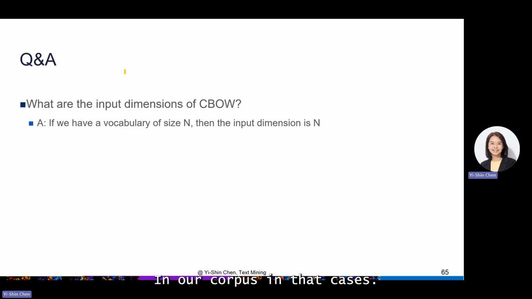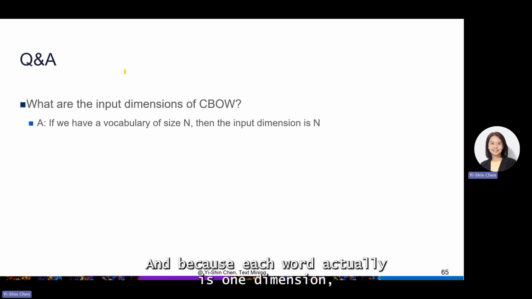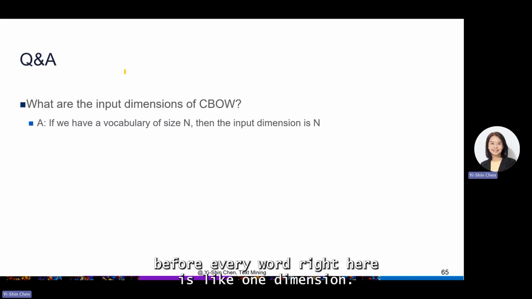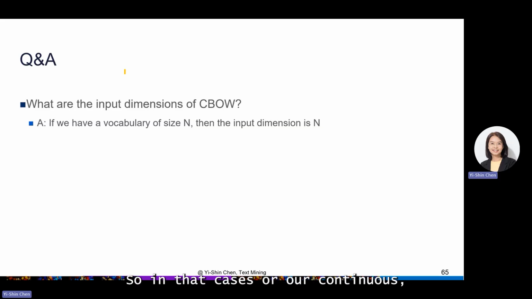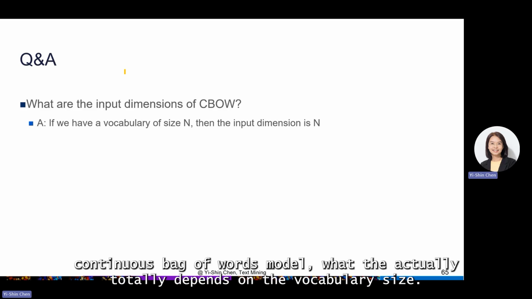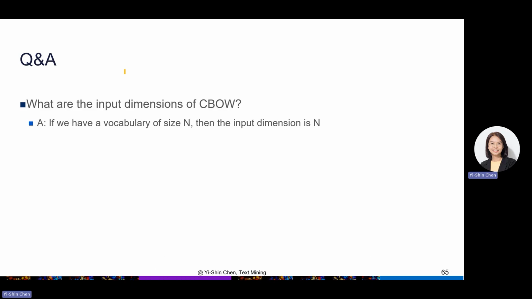In that case, because of our one hot encoding before, every word is like one dimension. So in our word2vec, our input dimension will have the size of n, each one of them corresponding to one of the keywords. So that is the input dimension of the continuous bag-of-words model. It totally depends on the vocabulary size.